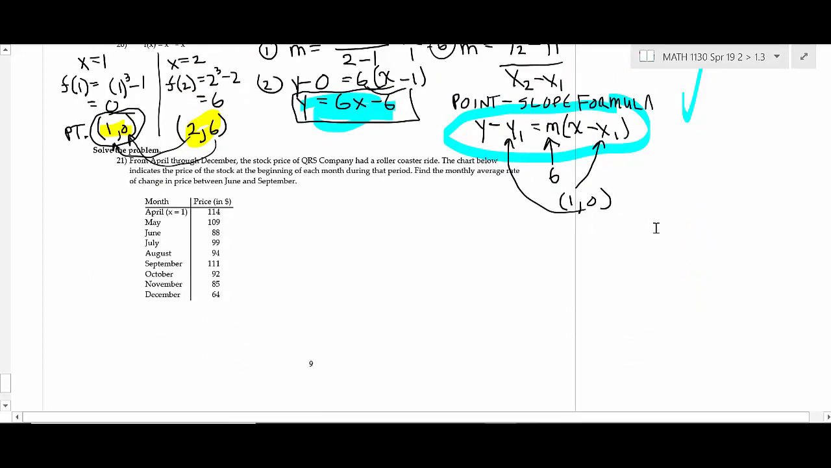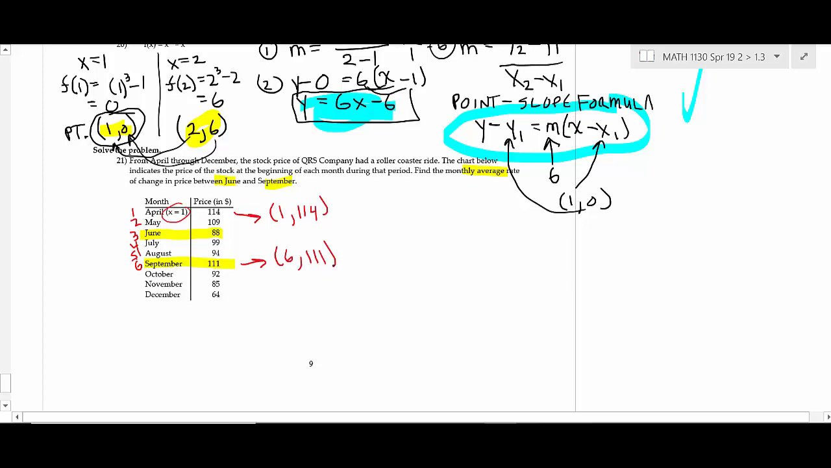All right, last thing I want to do to just finish up is an average rate of change on this, between June and September. So here's June, and here's September. This is the month, and this is the price. Now what they're telling you in this problem is that April is x equals 1. So you would end up with a point 1, 114, and then 6 and 111. Those are your 2 points.